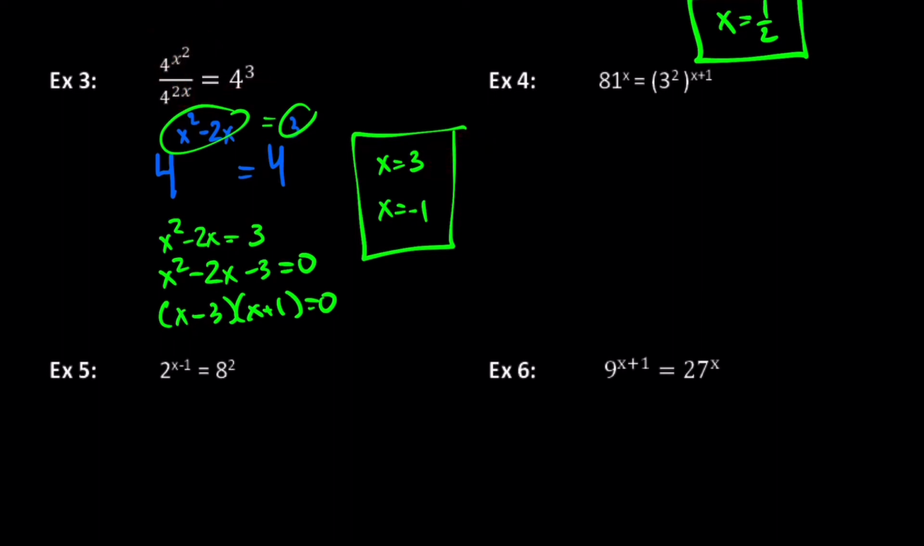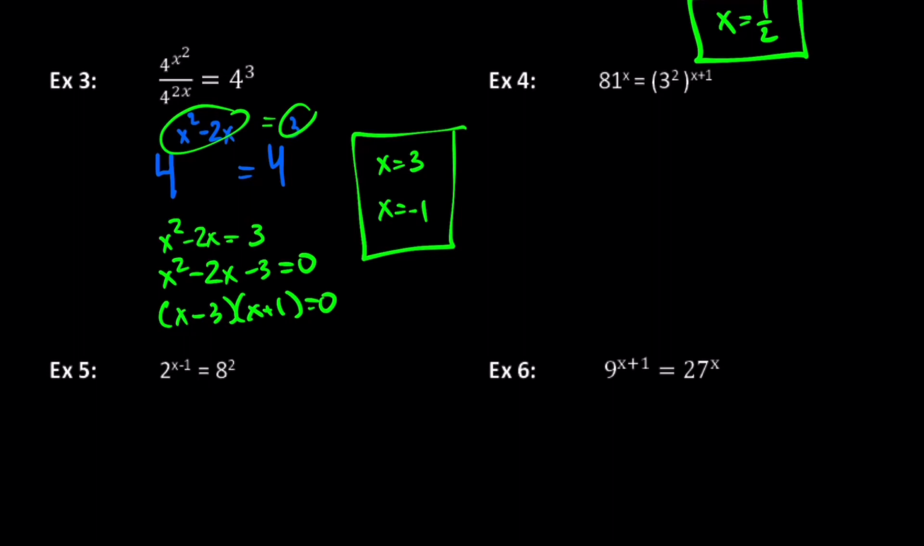Plug in a negative 1. Negative 1 squared is positive 1. 2 times negative 1 is negative 2. So I have 1 here, I have a negative 2 there. 1 minus a negative 2, that's 3. So that one works as well.